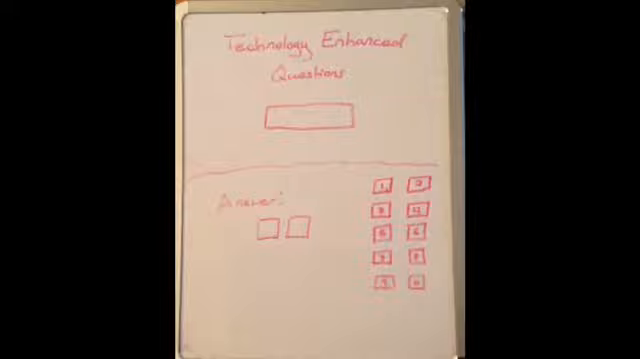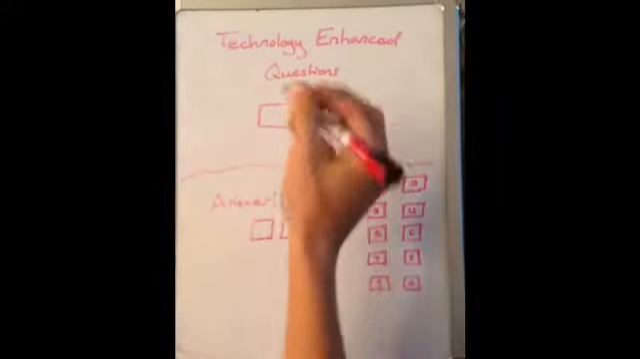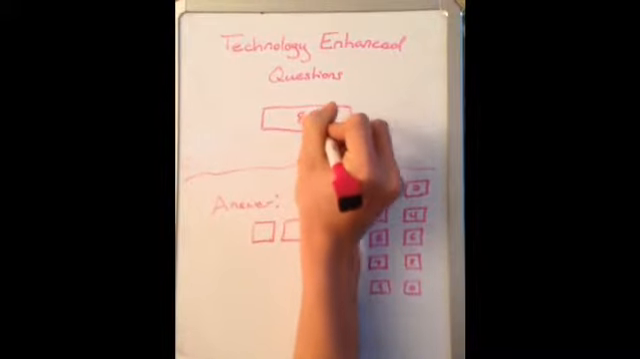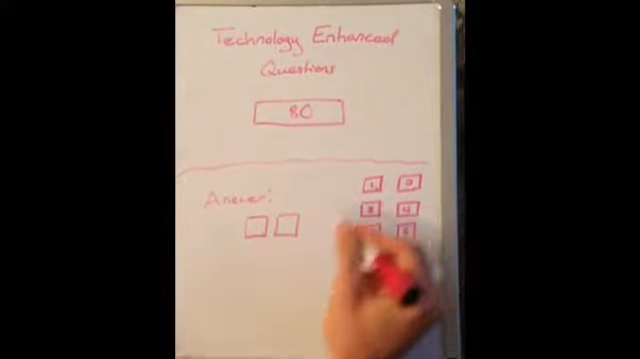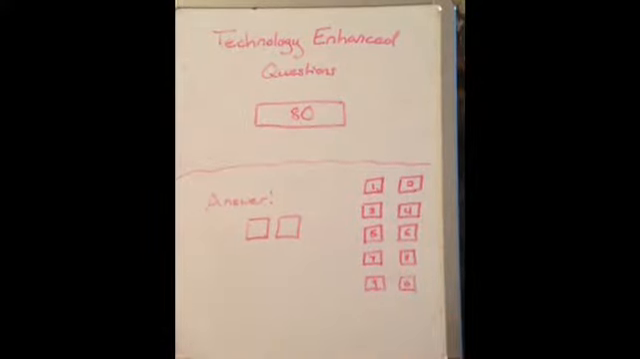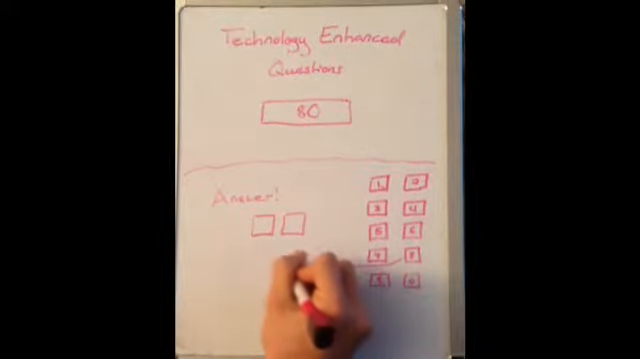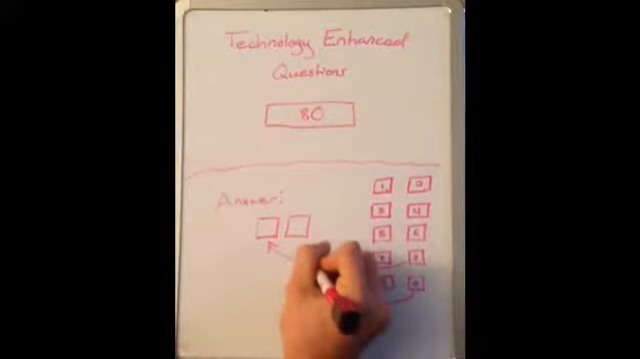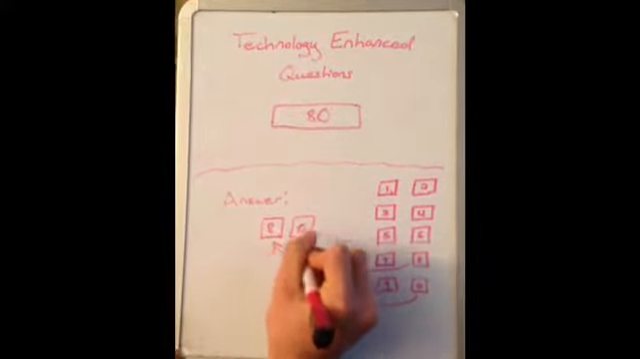Now the SOL also offers technology enhanced questions, so you may have to write in your answer. So for our last example, we would have written in 80 to represent 80. Also, they may have answers or possible answer choices already selected out for you. In this case, you would just press the button that marks 8 and then press the button marking 0. You may also have to drag them into place.